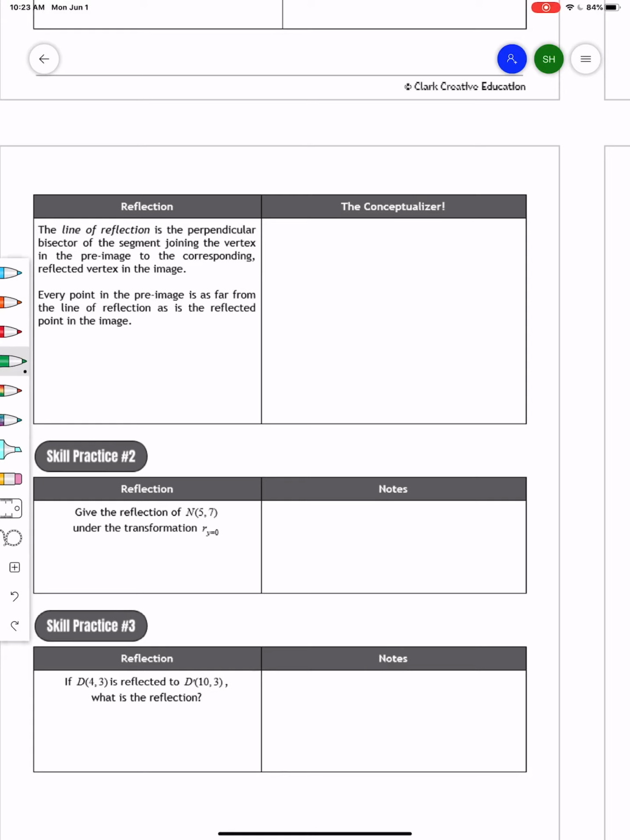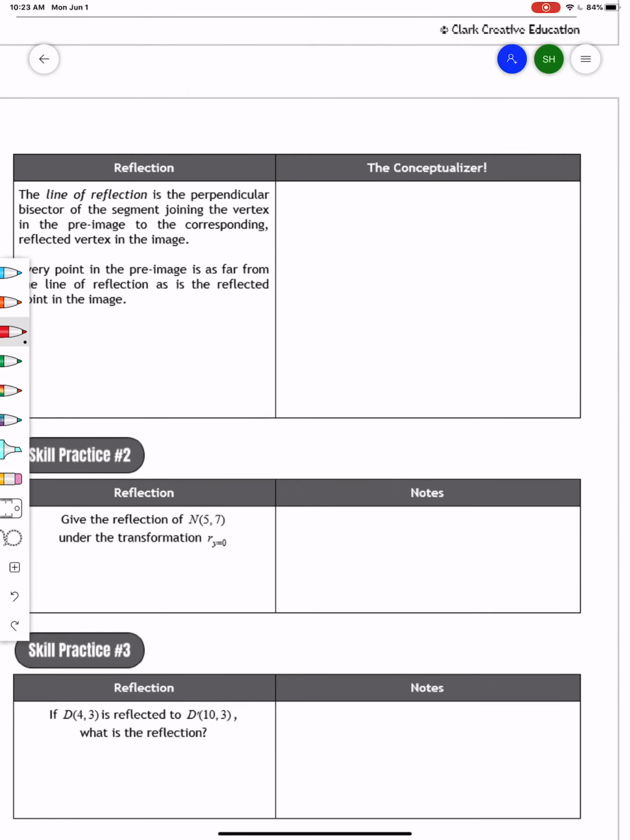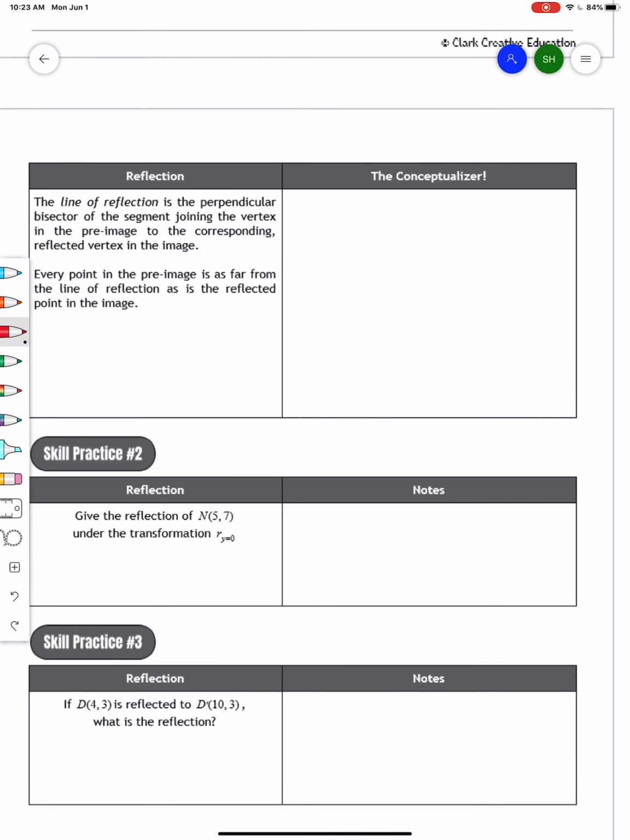So the line of reflection is the perpendicular bisector of the segments joining the vertices of the preimage to the corresponding reflected image. So basically all it's telling you is that your numbers will always be the same distance from whatever line you're reflecting over.